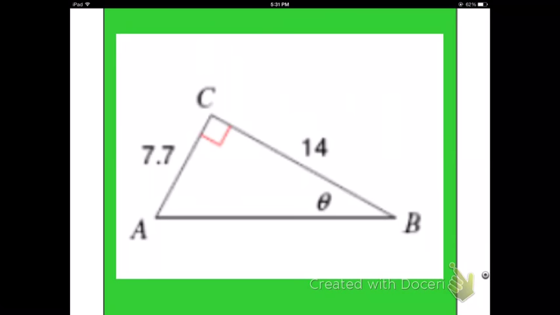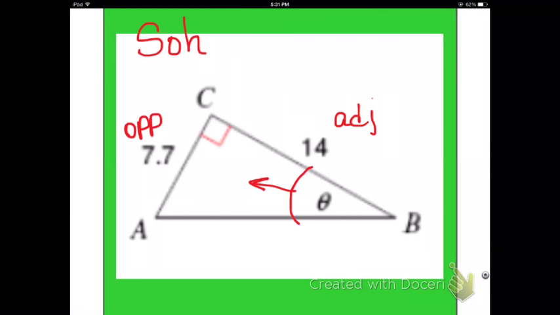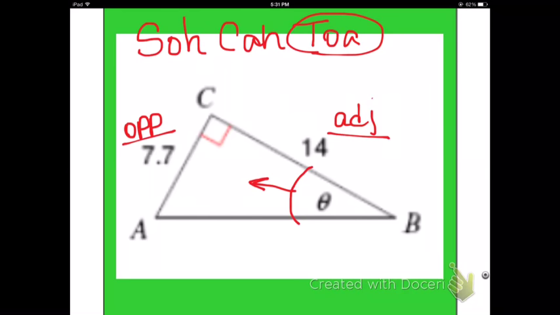Here's another example. Again, the unknown in this picture is the angle B. That's represented by the letter theta. So across from B is 7.7. That would be my opposite side. Adjacent to B would be 14. I don't know my hypotenuse, nor do I want to. So I've got to decide which one of my trig functions I need to use. So I know I need to use something with opposite and something with adjacent. That tells me to use tangent.